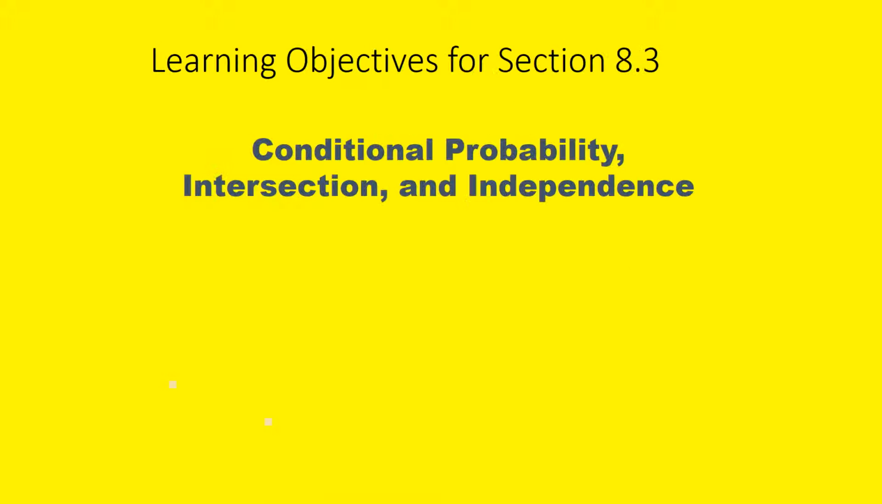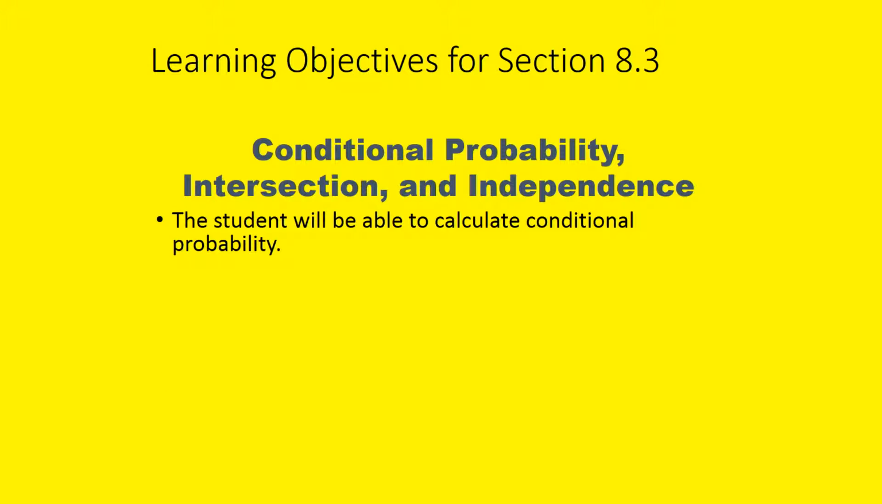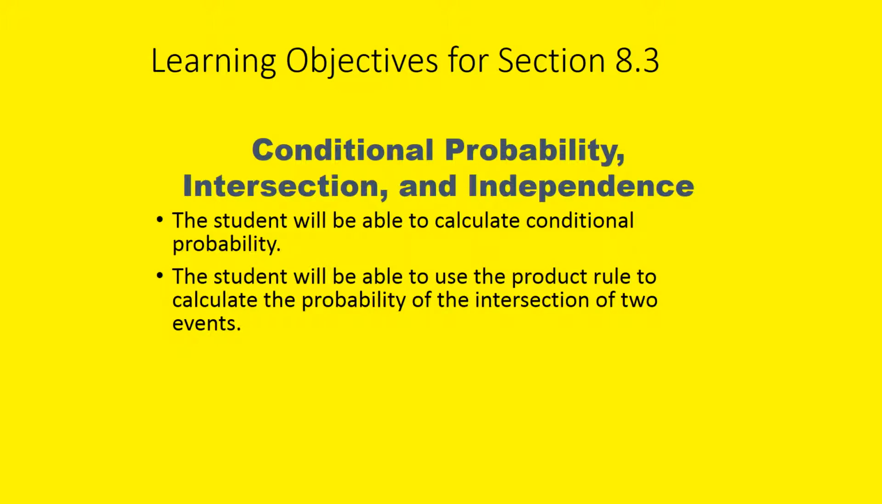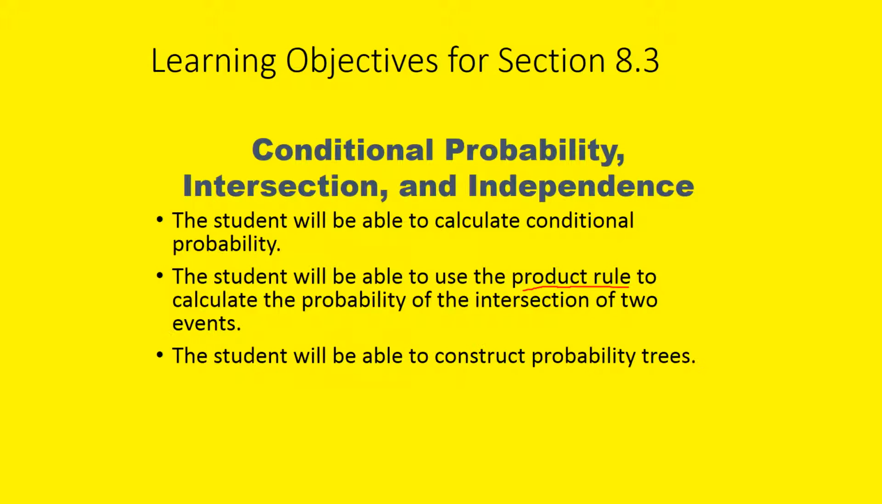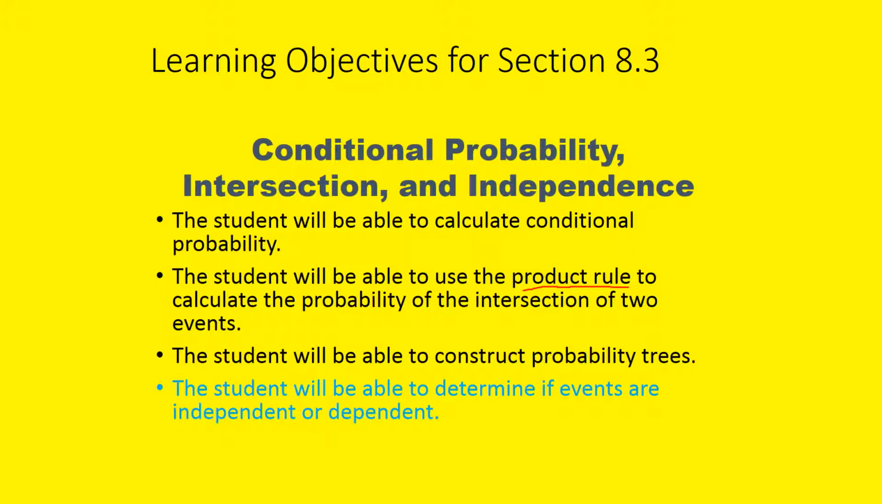Okay, so finally, the multiplication rule, also known as the product rule. We have dealt with probability trees. And now the student will be able to determine whether events are independent or dependent.